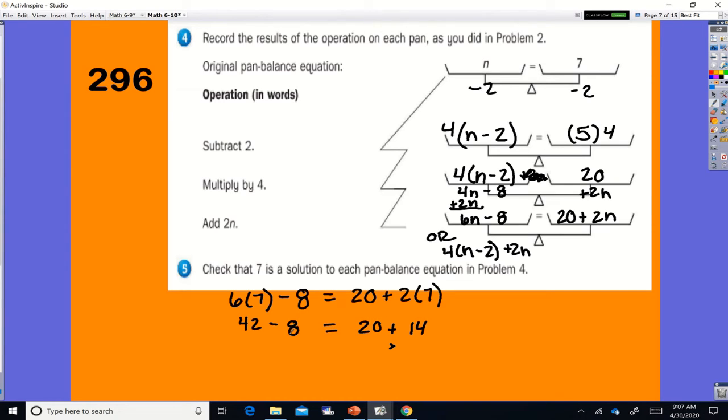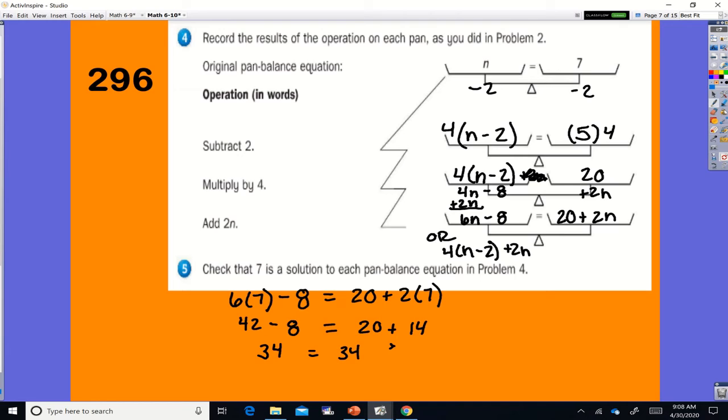42, if I subtract 8 from that, well, think 42 minus 2 more gets me to 40. I have 6 left over, so 40 minus 6 gets me to 34. 20 plus 14 also equals 34. So yes, that works. What I love about algebraic expressions is we can always recheck our answers.